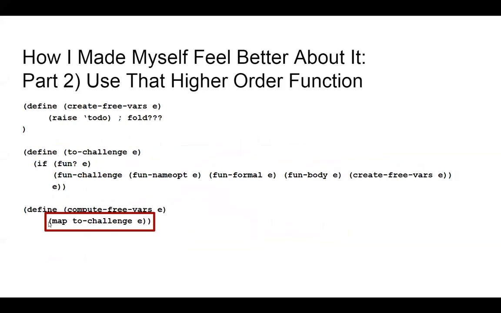Compute free variables is now calling map with this toChallenge function I wrote on the expression. All it does is, if it's a function, change it into the challenge form of the function with its create free variables. If it's not a function, just return E. And so now I feel really good about writing map. I can use map later.